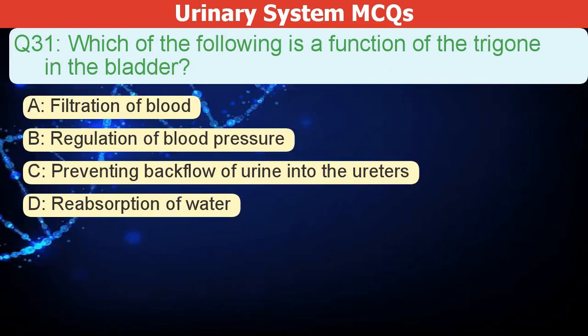Which of the following is a function of the trigone in the bladder? A. Filtration of blood. B. Regulation of blood pressure. C. Preventing backflow of urine into the ureters. D. Reabsorption of water.